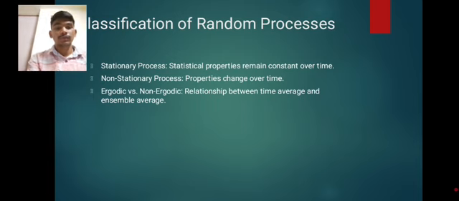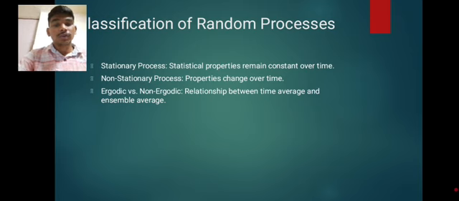Classification of random processes. Stationary processes: statistical properties remain constant over time. Non-stationary processes: properties change over time. Ergodic versus non-ergodic: relationship between time average and ensemble average.